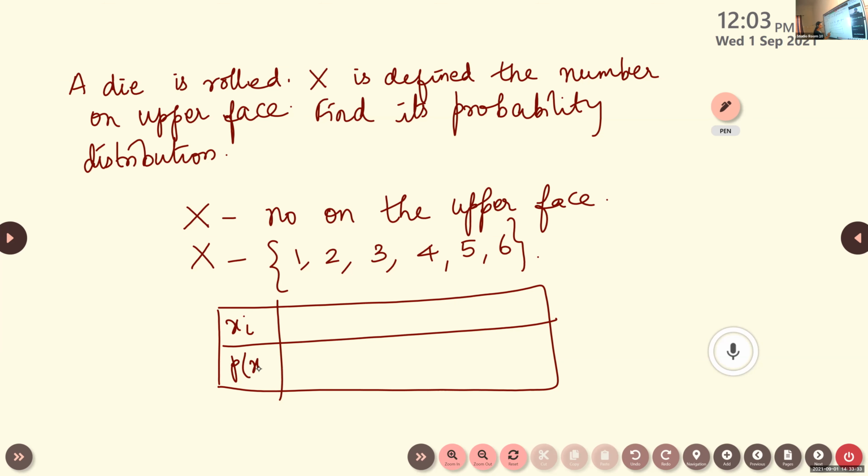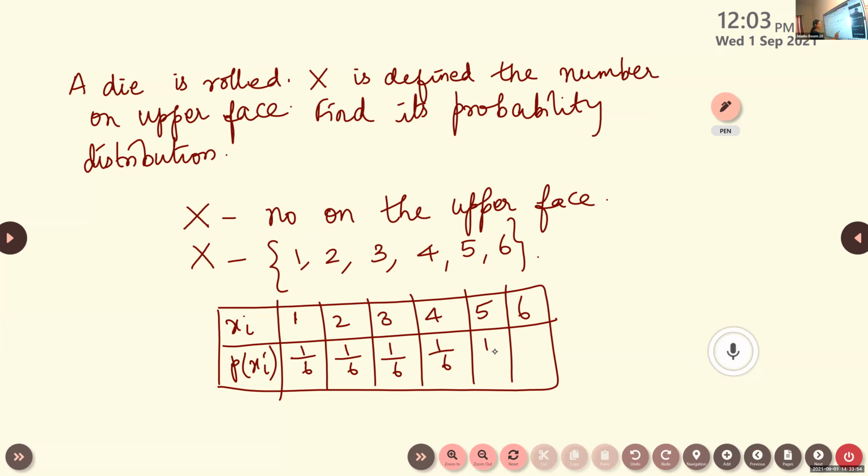Xi, P of Xi. X takes the values 1, 2, 3, 4, 5, 6. Correspondingly, you write P of Xi. What is P of Xi? How many times will you get 1? You will get 1 by 6, 2, 1 by 6, 3, 1 by 6. All of them you get 1 by 6. You can check it. When you add up all those, are you getting 1?